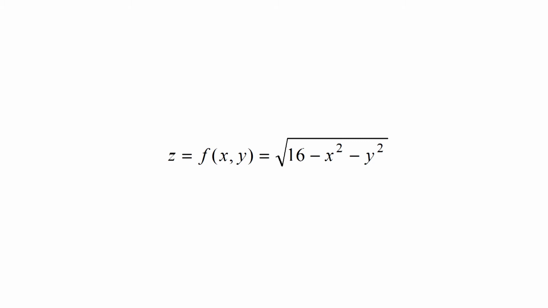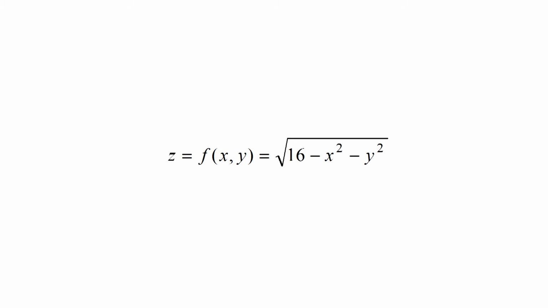As another example, let us examine that the graph of the function z = f(x, y) = √(16 - x² - y²) is the hemisphere above the xy plane. Since the square root function gives a real number only when the domain is the set of non-negative real numbers, √(16 - x² - y²) gives a real number when 16 - x² - y² ≥ 0.